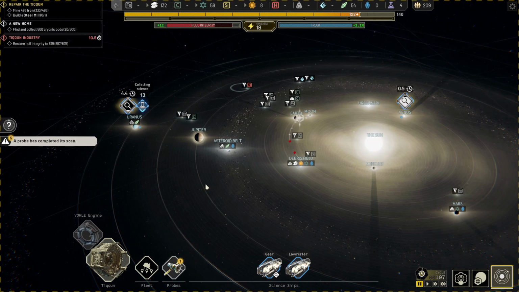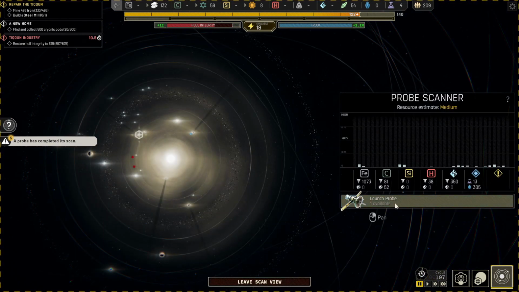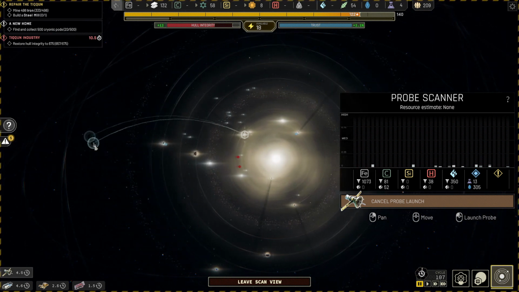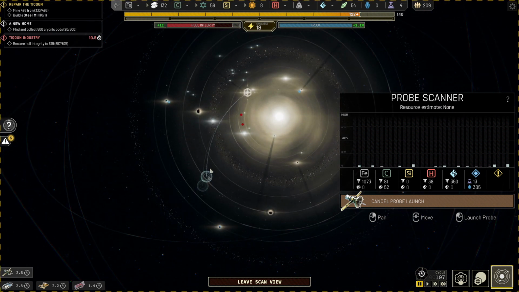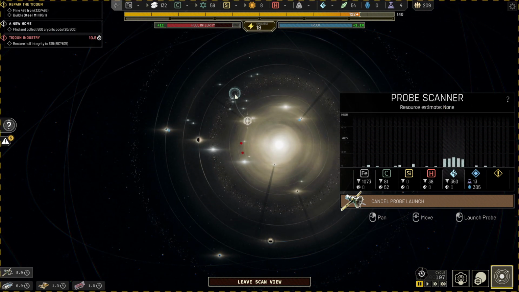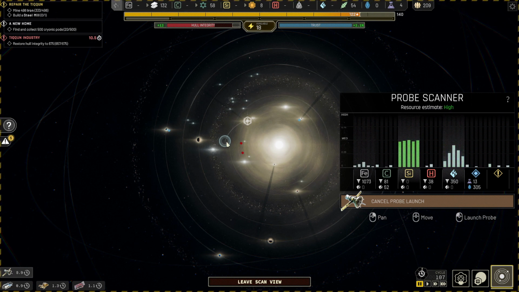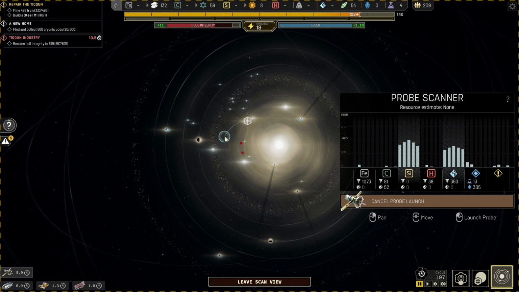The probe has completed its scan. I think I've got all points of interest right now. Yeah, all known points of interest. So that's all good. So we are just continuing to check for resources and things around the place. There's quite a dose of silicon around here.